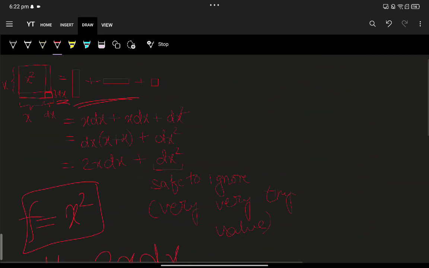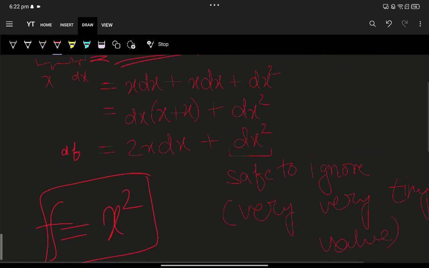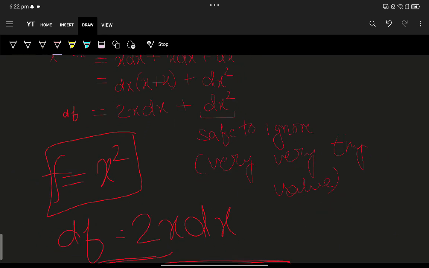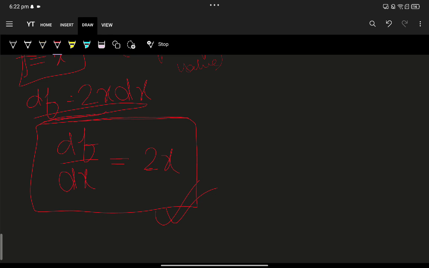So here it is also df. So everywhere it is df, right? So df is equal to 2x dx plus dx square, and then you are ignoring it, and you are left with this, right? df is equal to 2x dx. And when you take the dx on the other side, it becomes df by dx is equal to 2x. And now we know how it came.